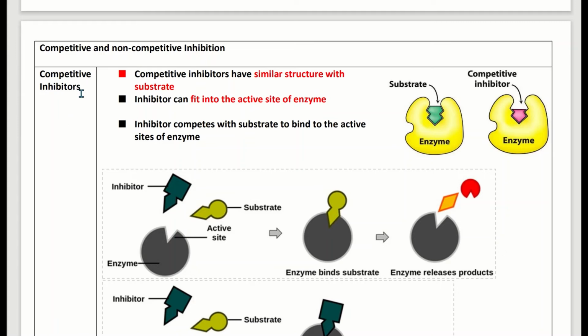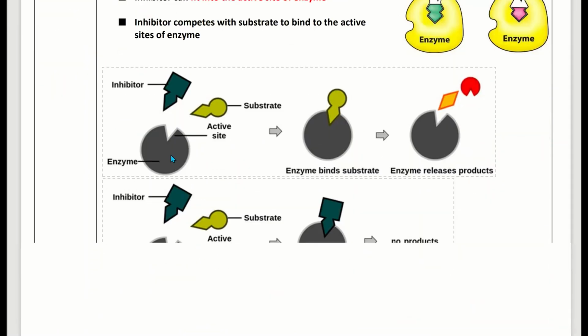Kalau competitive, inhibitor have similar structure with substrate, so it can fit into the active site of the enzyme. Similar structure. Tengok ni, competitive inhibitor sama sikit structure, so they can compete with each other. Inhibitor competes with substrate to bind to the active site of enzyme.